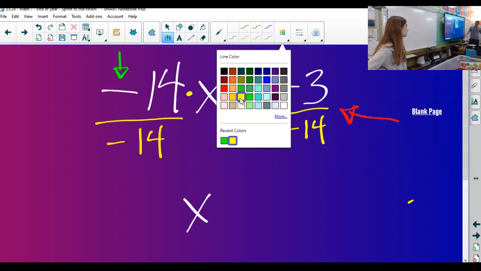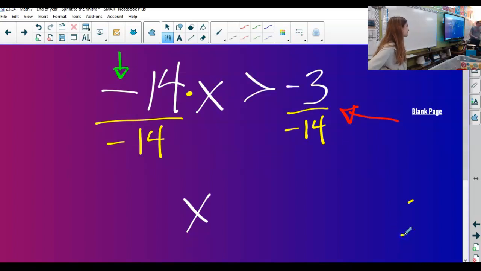Anyone do this activity yet? Did you know what happens? The inequality symbol flips around. So this, that started as x is greater than, becomes x is less than.